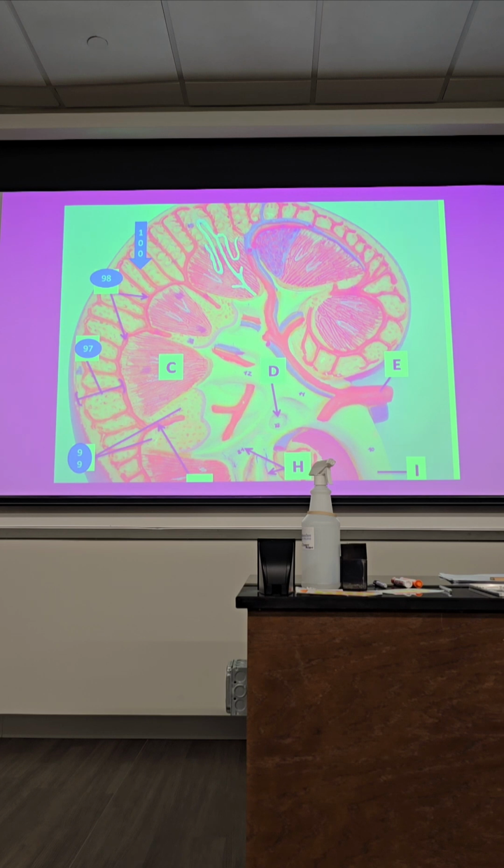Okay, so what are these? 97 is what? The renal cortex. 98 is the artery. 99 is the renal column. And 100 is the cortical, anterolobular.